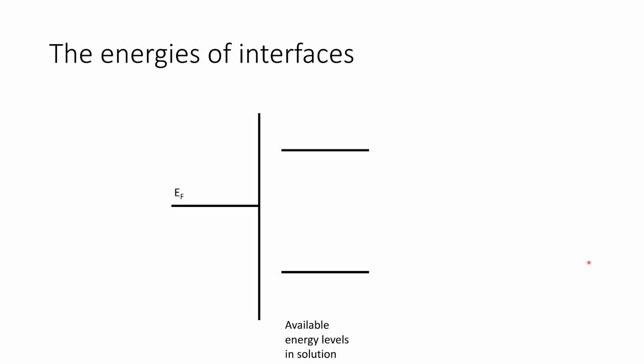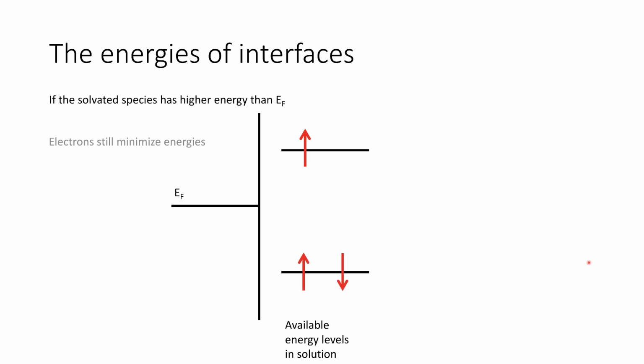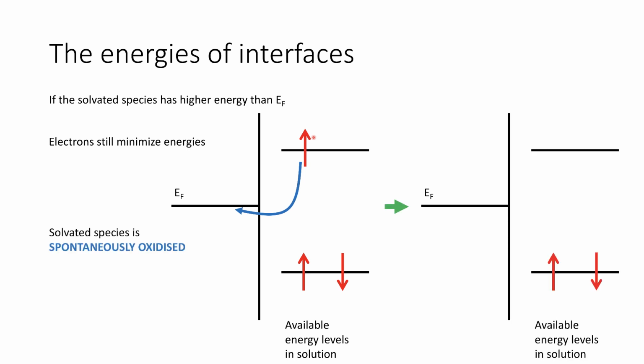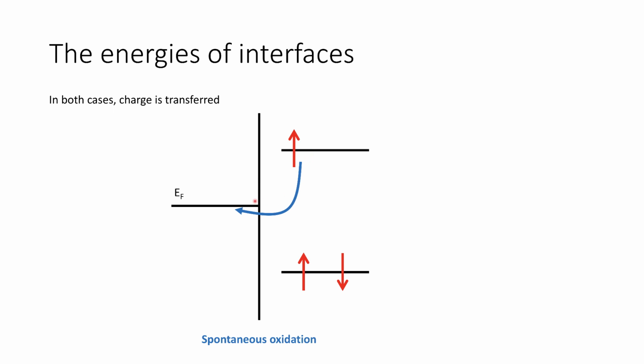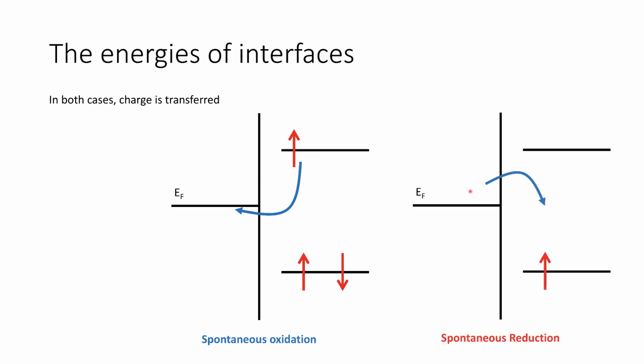Let's consider a slightly different situation. If the solvated species has a higher electron energy than the Fermi level, the electrons will still move to minimize energies, but this time the electron will move from the high energy in solution and it will move to the electrode, which has a Fermi level at a lower energy. This means in this case the solvated species is spontaneously oxidized. It loses its electron to the electrode. In both cases we've transferred a charge, whether we've transferred the charge due to spontaneous oxidation or whether we've transferred a charge due to spontaneous reduction. This spontaneous process creates a potential difference and fundamentally causes electron transfer when we connect the circuit.